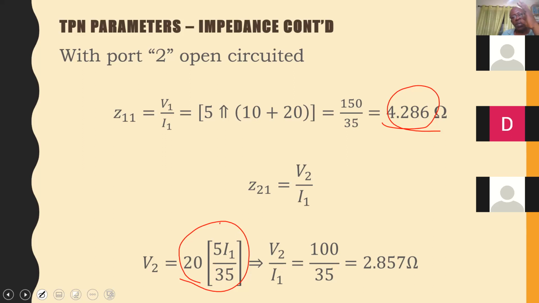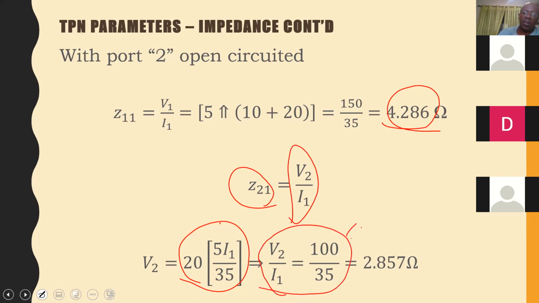Of course, you recognize that I'm skipping a lot of steps because, you know, that's why we have prerequisites, eh? So we have the voltage drop across the 20 ohm, 20 times that current. So we get 100 over 35. What we want is Z21, which is V2 over I1. So we simplify and we get that. So this is Z21.